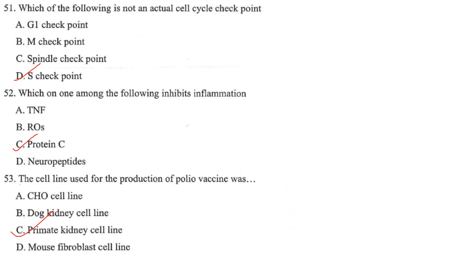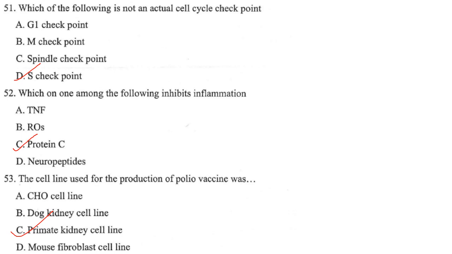Then which of the following is not an actual cell cycle checkpoint? G1 checkpoint, M checkpoint, spindle checkpoint, S checkpoint. S checkpoint is not an actual cell cycle checkpoint. Then which of the following inhibits inflammation? So it is protein C which inhibits inflammation. Answer is option C. The cell line used for the production of polio vaccine was?